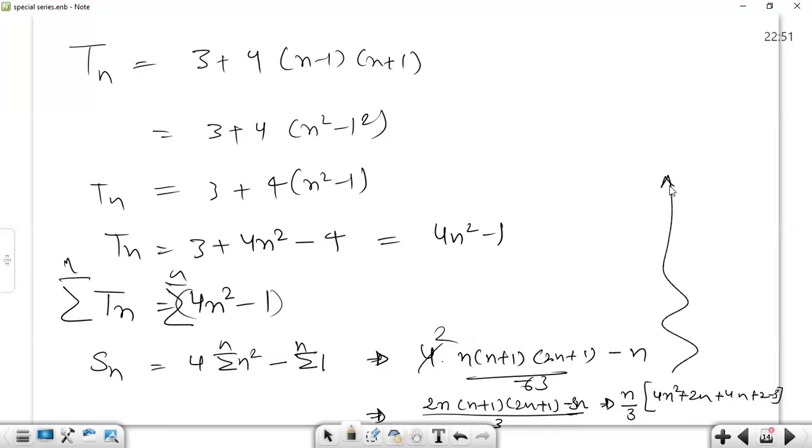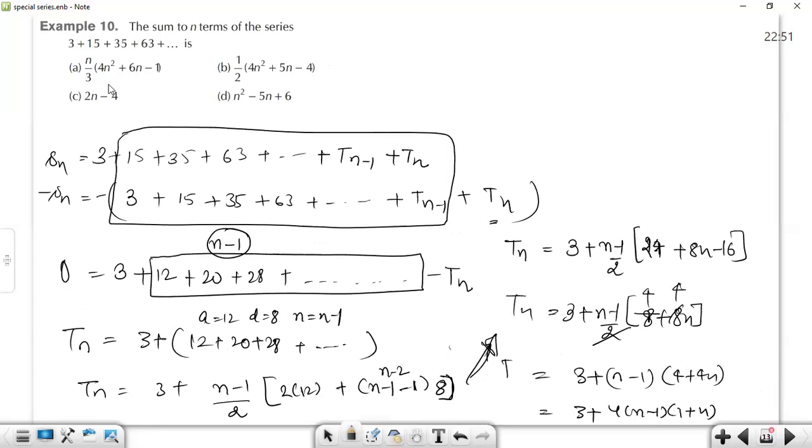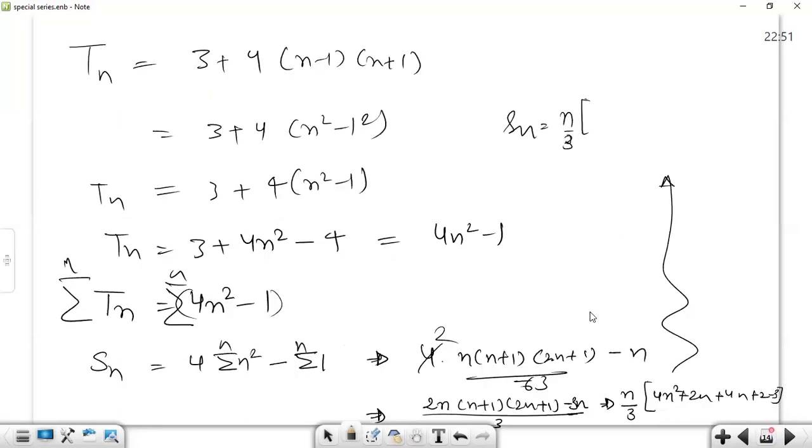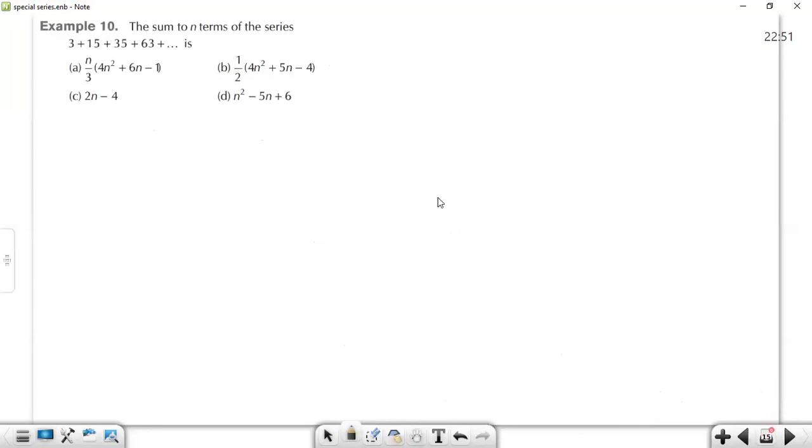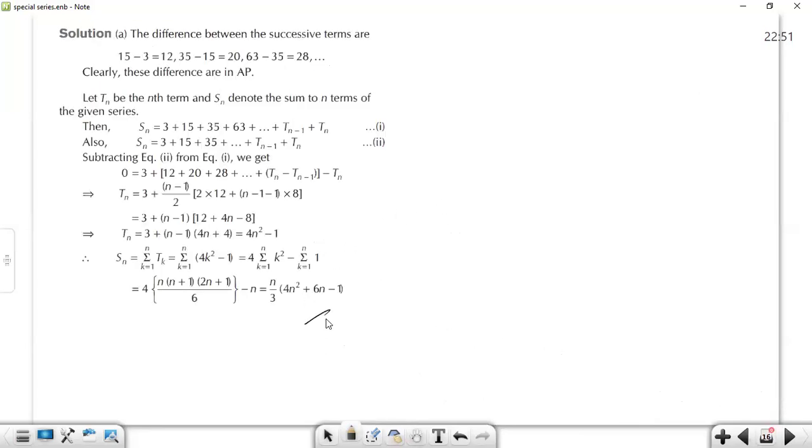Let's solve it further here. The sum of n terms should be n by 3. We should look in the options. So n by 3 is there, yes. So n by 3 into 4n square plus 6n plus 2 minus 3, that is minus 1. So 4n square plus 6n minus 1. A should be the correct answer. Yes. Any doubts, anyone?